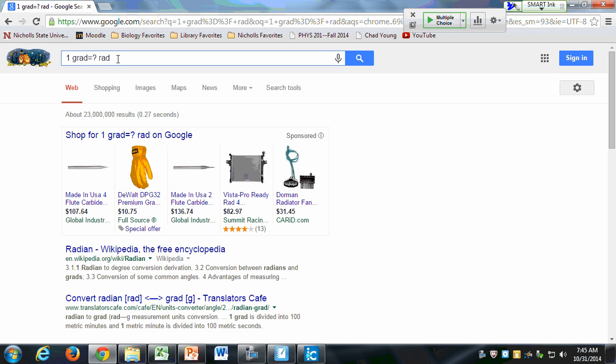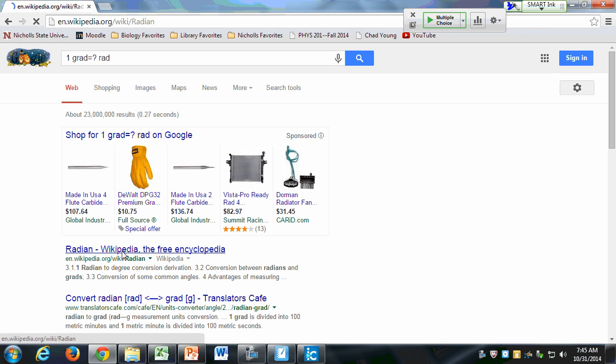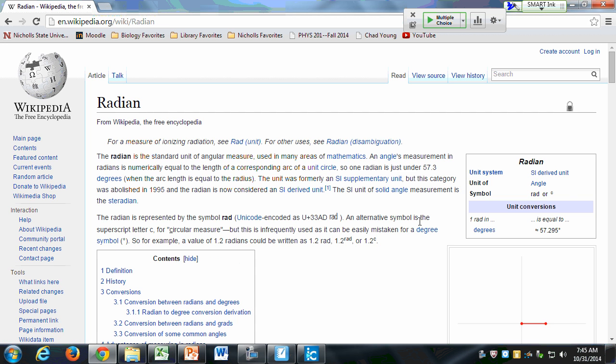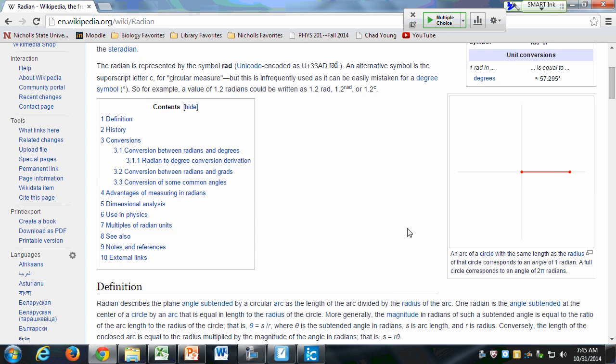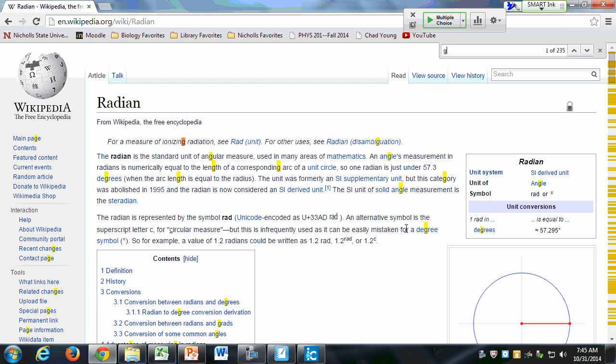Oh, it doesn't even recognize it. Conversion between radians and grads. What did we do before the internet? No idea. All right. We used books and libraries, yes.